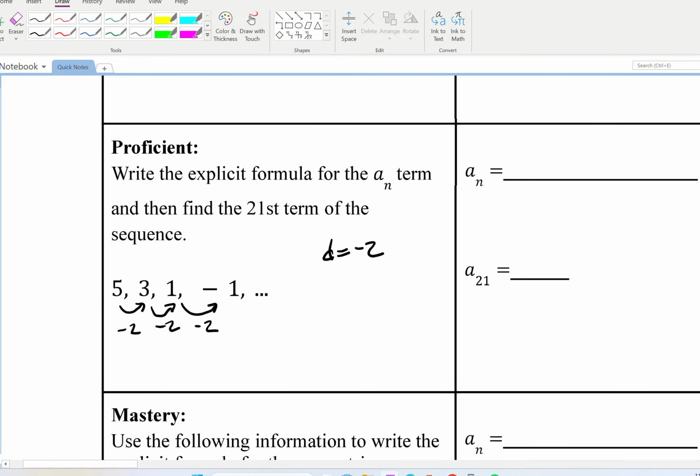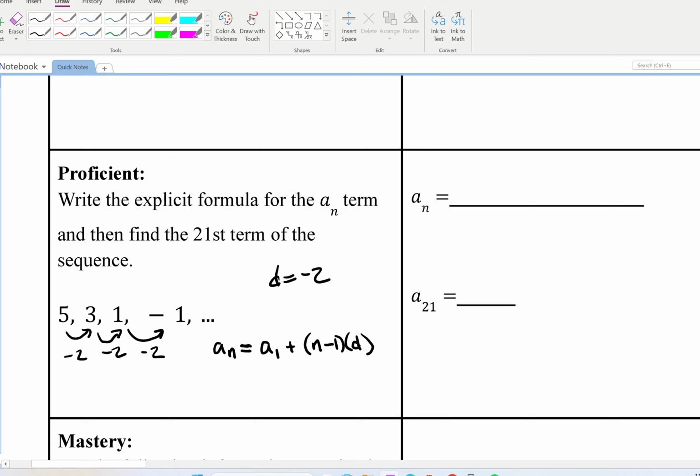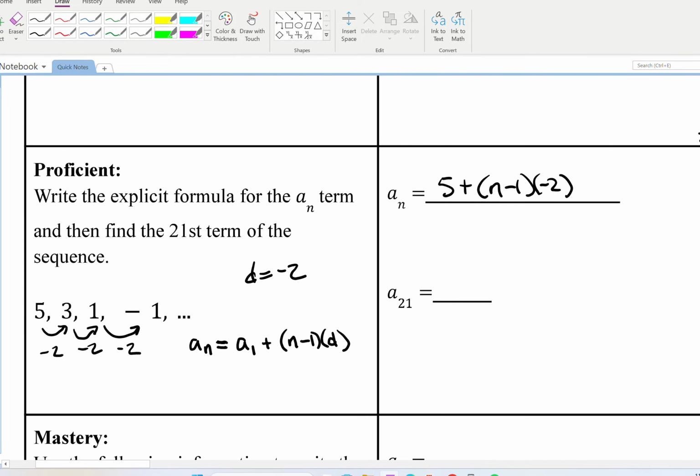So in general terms, the formula for any term in an arithmetic sequence is a sub n is equal to the first term, a sub 1, plus n minus 1 multiplied by the common difference, d. And so that formula is, in this case, a sub 1 is 5 plus n minus 1 times negative 2.